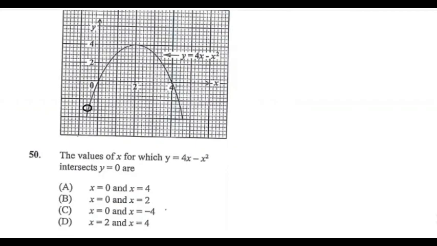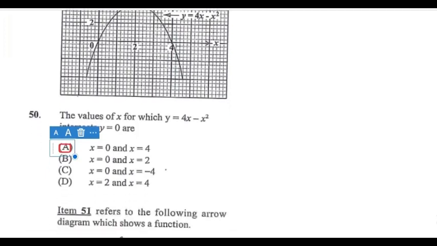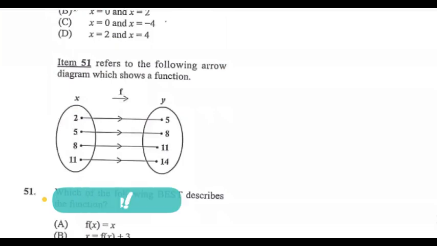And question 50. The values of x for which y equal 4x minus x squared intersects y equals 0. So we're looking at where this diagram intersects y equals 0, which is this line. So it's y equals 0, which is 0, x is equal to 0, and x is also equal to 4. So therefore answer for 50 is A. So you can have the values of x for which y is 0.